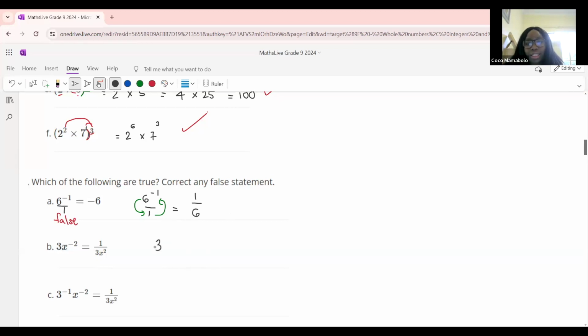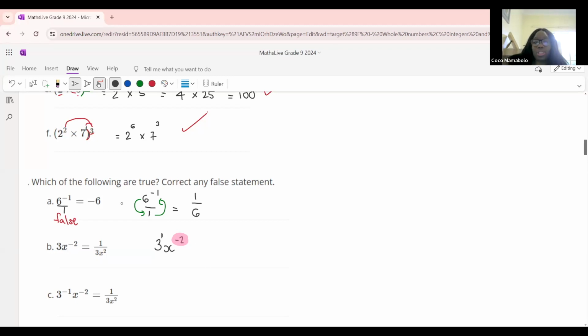Now, if I write 3x to the power of -2, we know that the exponent of x is -2. That's the exponent of x over here. What is the exponent of 3? What's the exponent of 3 here? What is the exponent of 3, guys? Of the 3 over here? It's just 1, right? Because any number sitting on its own gets an exponent of 1.